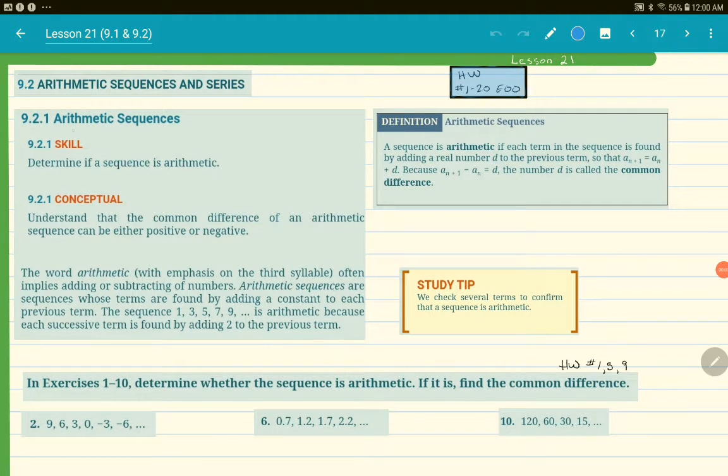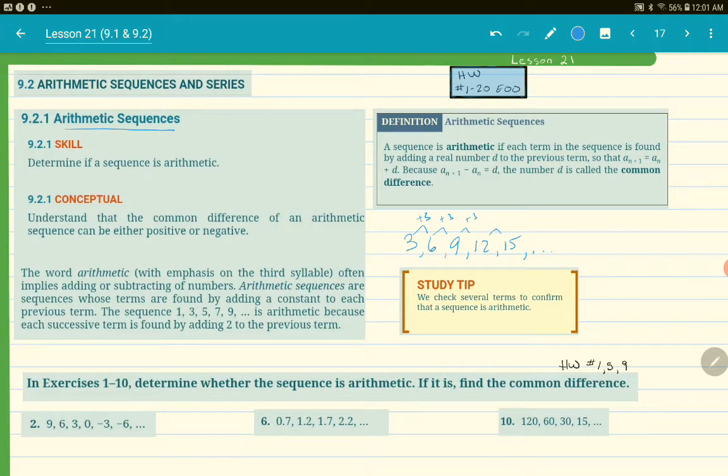9.2.1, we're looking at arithmetic sequences. So we talked before about sequences, and we started with an example 3, 6, 9, 12, 15, I think was our first example. And that is actually, coincidentally, an example of an arithmetic sequence, because every time you start with one number, 3, and every time you add the same number.